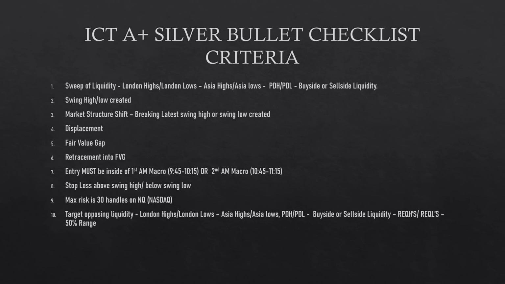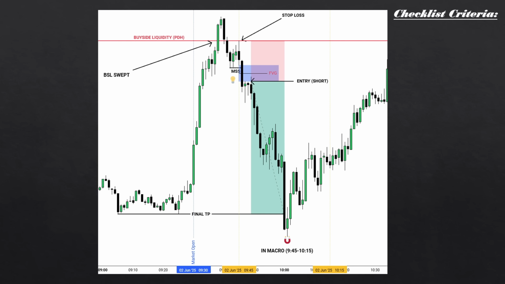This is a very, very strong draw on liquidity, as price usually always draws to those equal levels. And finally, we could be targeting 50% of the range, and I'll get to what 50% of the range is later in the video. Okay, here is an example of the ICT silver bullet model, so let's go through it.